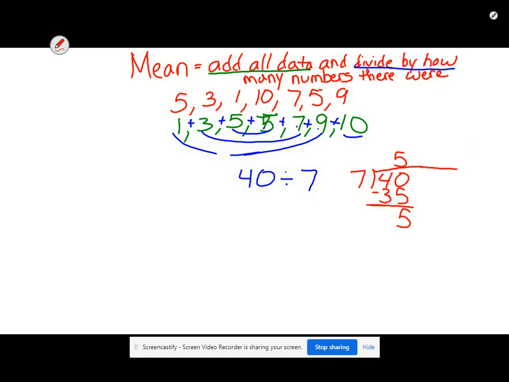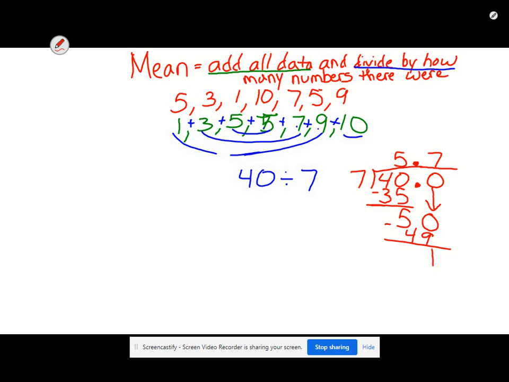Remember, when we need to keep going on, we put a decimal point in, put a decimal point up. It goes straight up. We add a 0. Bring your 0 down. How many times can 7 go into 50? 7 times. 7 times 7 is 49. 50 minus 49 is 1.